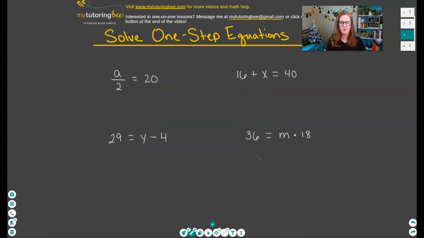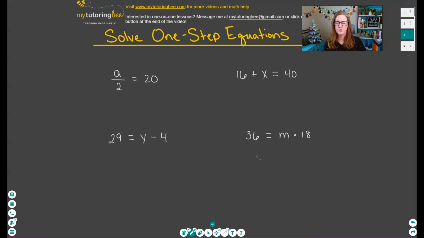All right, I've got 4 more for you. What I'd really like for you to do is pause the video, see if you can at least come up with the beginning steps to start to solve these. If you want to try to solve them all the way through, go ahead and solve them, and then come back and we'll go through them together. Okay, so hopefully you did that.